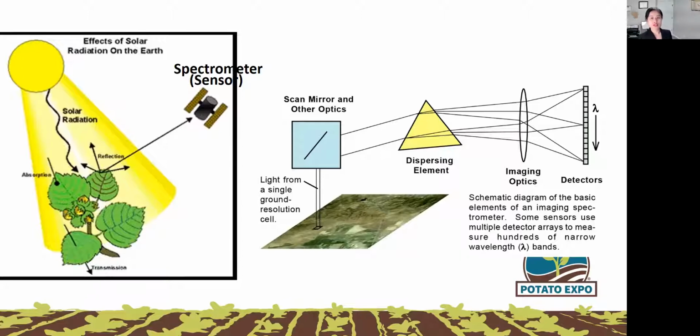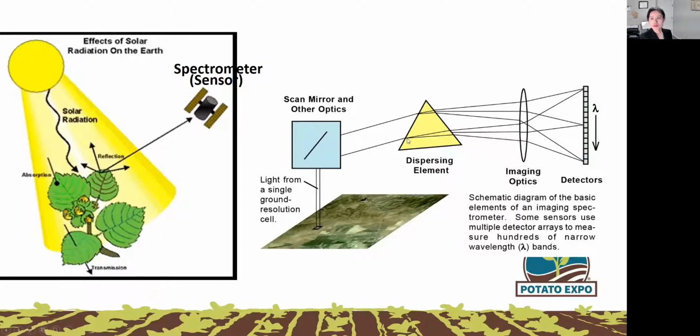I'm going to just briefly touch on the background knowledge about using remote sensing in plant science. So when the sun shines on the canopy of the plant, some of the light will be reflected by the canopy and then remotely sensed by a spectrometer that is mounted on a UAV or an aircraft or a satellite. The minimum unit on the ground that the light is reflected from is going to be a pixel on the aerial image. And once the light is reflected from this single ground resolution cell, it's going to be received by a scan mirror or other optics within the spectrometer.